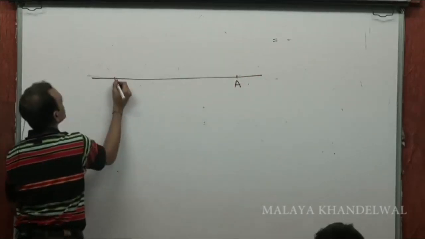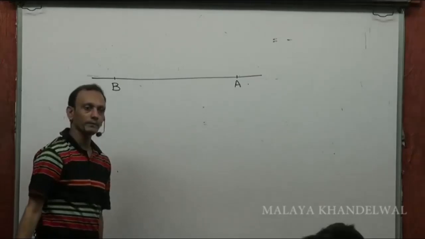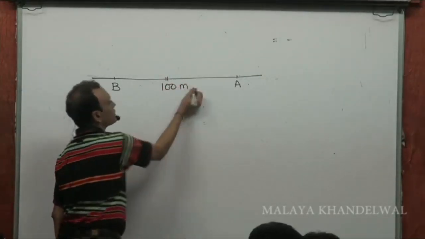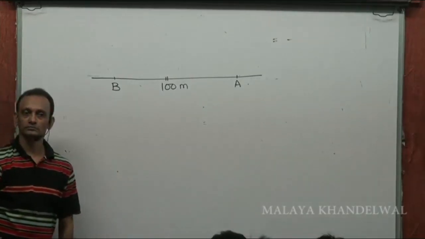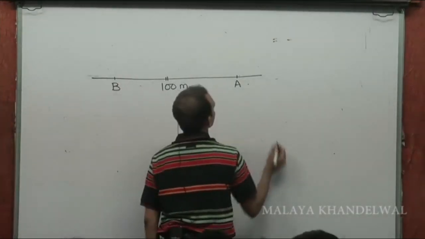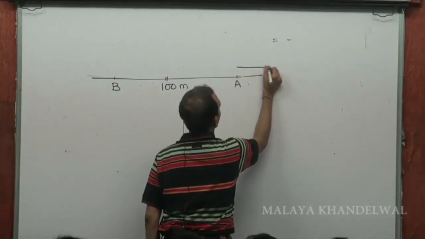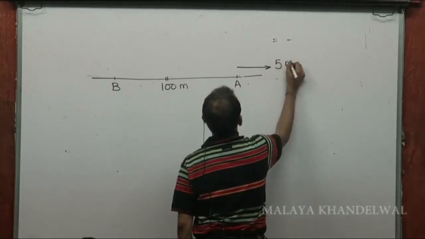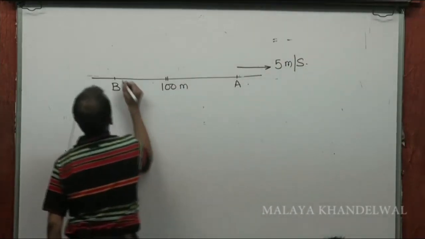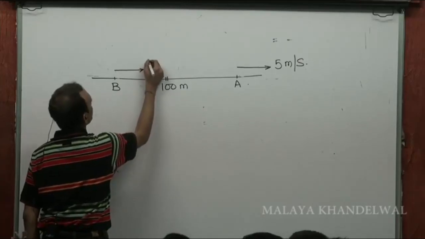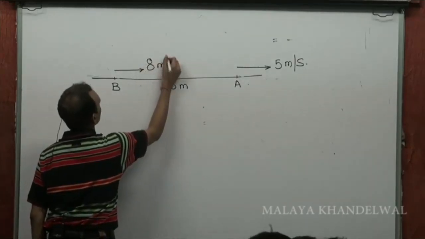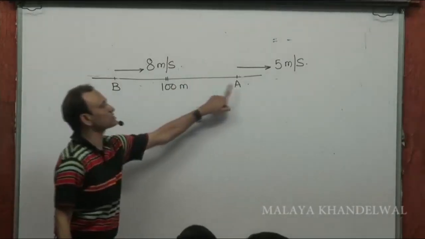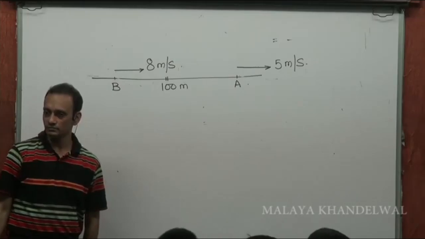Say there is a particle A and there is a particle B. Their original separation is 100 meters. A has a velocity of 5 meters per second to the right, and B has a velocity of, say, 8 meters per second to the right. Their separation at this instant of time is 100 meters.